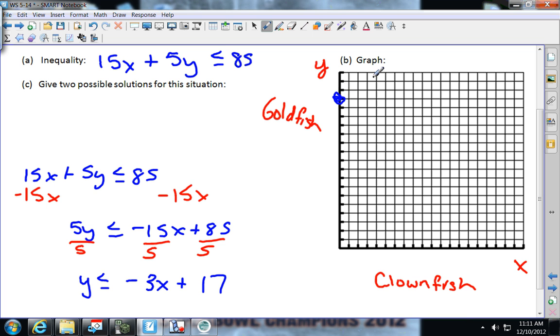All right. So I'm up here at 17. My slope is negative 3. Down 1, 2, 3 to the right 1. Down 1, 2, 3 to the right 1. I repeat that several times, so I'm down here, kind of off the graph a little bit, to graph it. Then I'm going to draw my line.